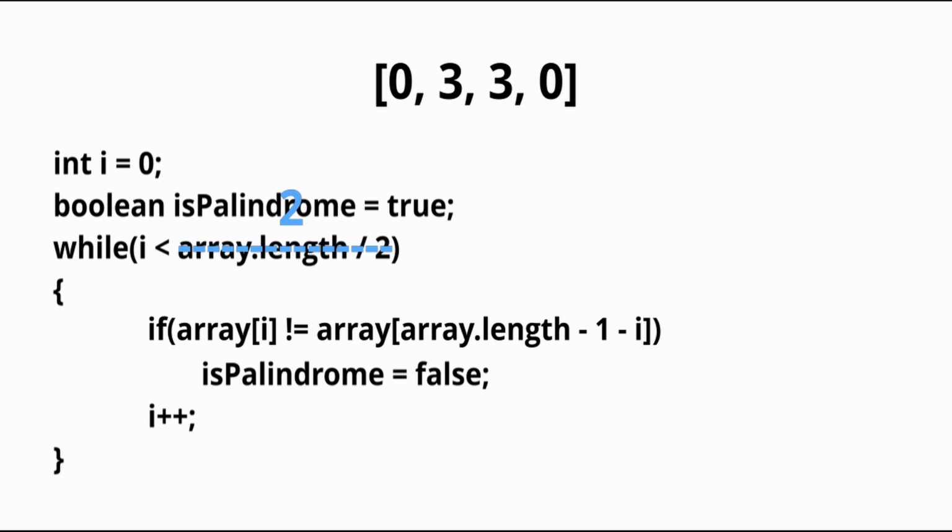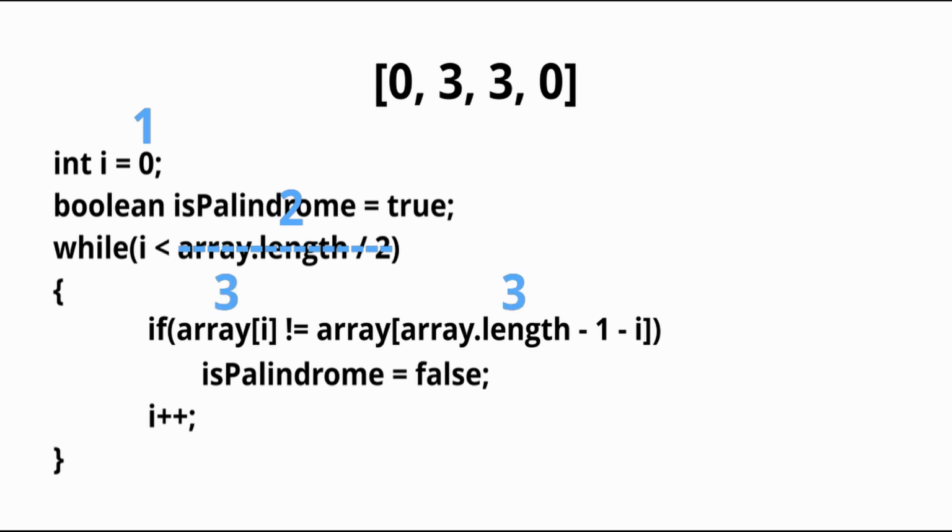We will now check the condition of our if statement. Array at i is equal to 0, and array at 4 minus 1 minus 0, or array at 3, is also equal to 0. Since they match, we do not enter the if statement, and we can increment i. i is now equal to 1, and heading back into the condition of the while loop, we check if i is less than 2. Since it is, we can enter the loop.